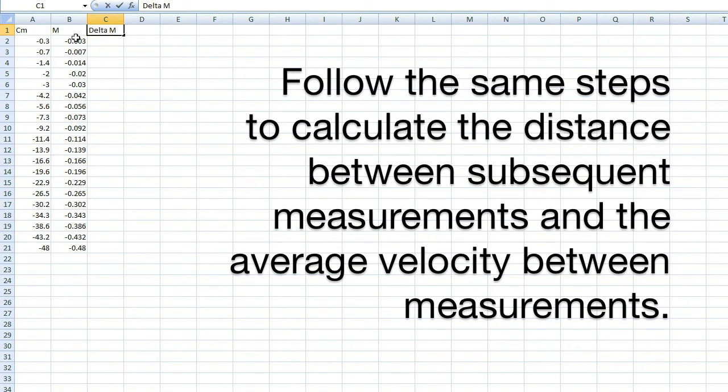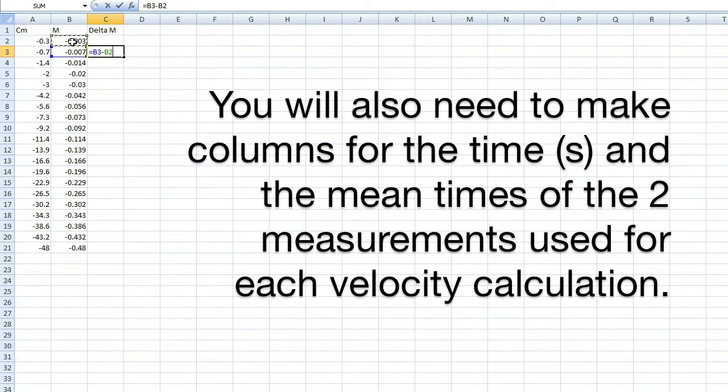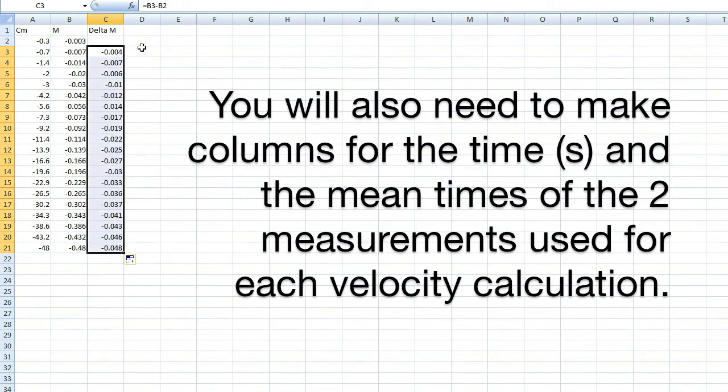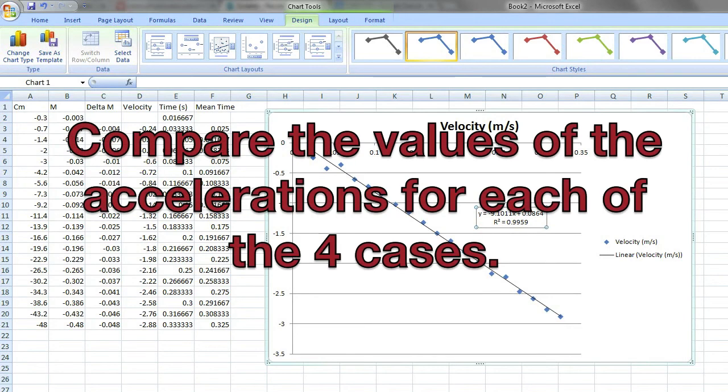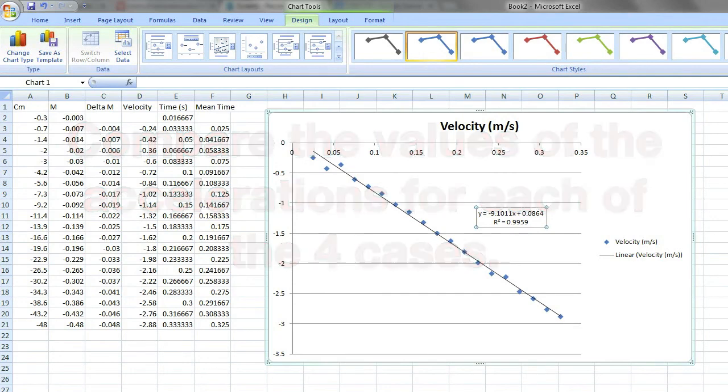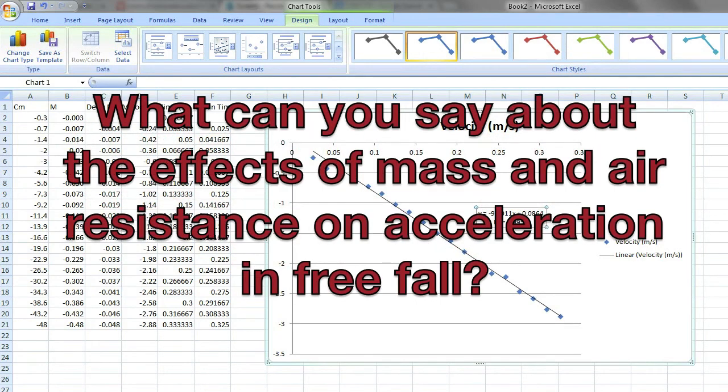Follow the same steps to write equations to calculate the distance between subsequent measurements and the velocity. You also need to make a column for the time. The spacing between the entries should be the period of the spark timer. Once you have calculated the velocity and time, apply a linear fit to a velocity graph to find the acceleration. Compare the accelerations for the 4 cases, both cylinders with and without parachutes. What can you say about the effects of mass and air resistance on acceleration in freefall?